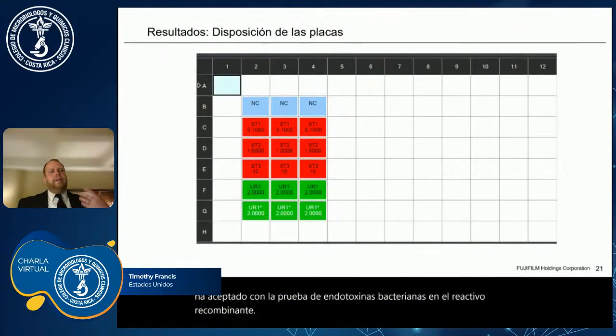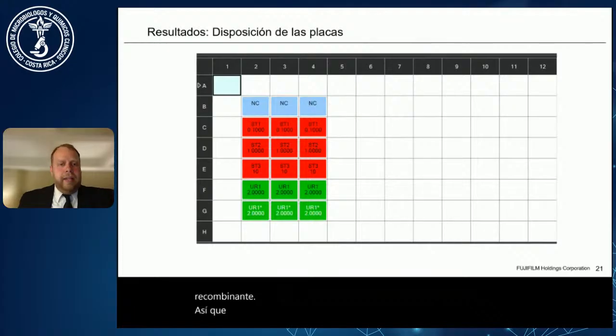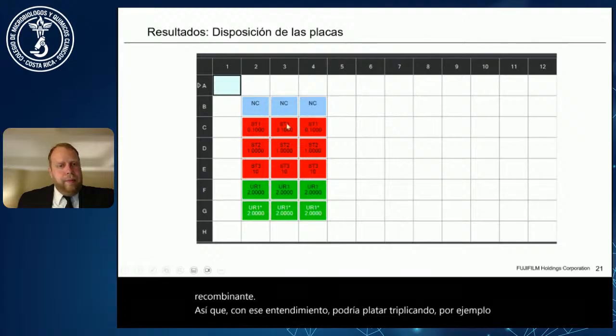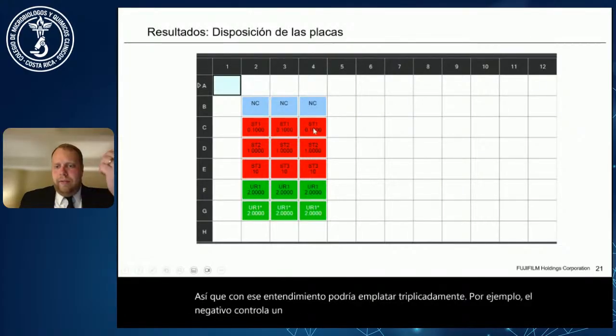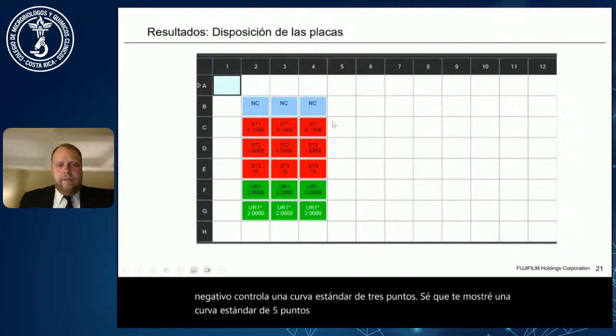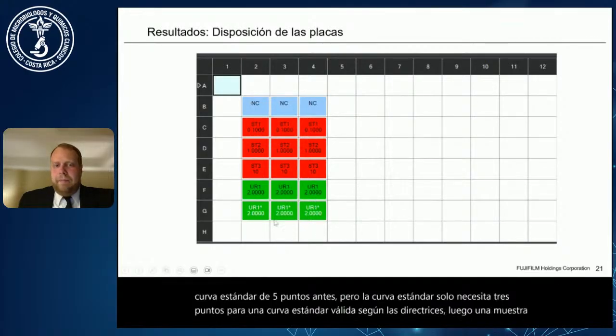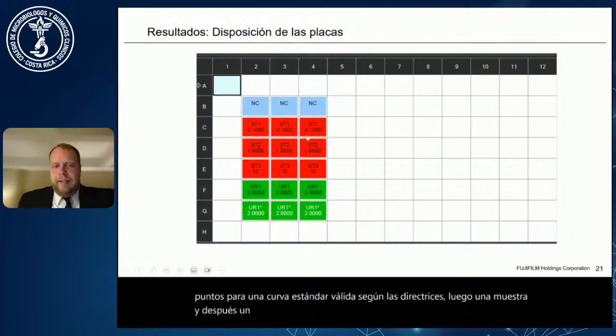So with that understanding, I could plate in triplicate, for example, the negative controls, a 3-point standard curve. I know I showed you a 5-point standard curve previously, but the standard curve only needs 3 points for a valid standard curve according to the guidelines, and then a sample, and then a corresponding spiked sample. Of course, I could have tested these in duplicate.